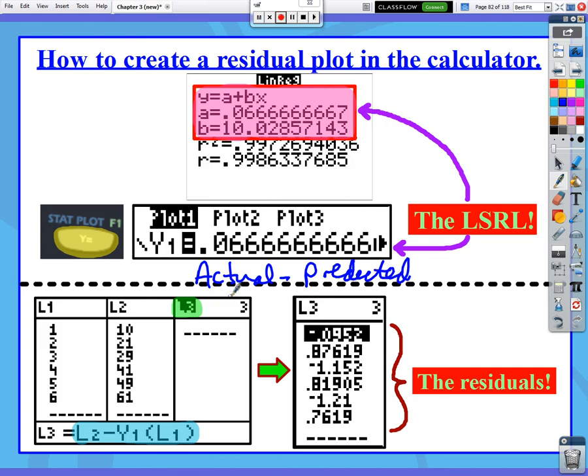We need the actual y values. So where do I have the actual y values? Was that list 1 or list 2? List 2 is where we have the actual y values. So up here, you have to put your cursor up here on the L3.